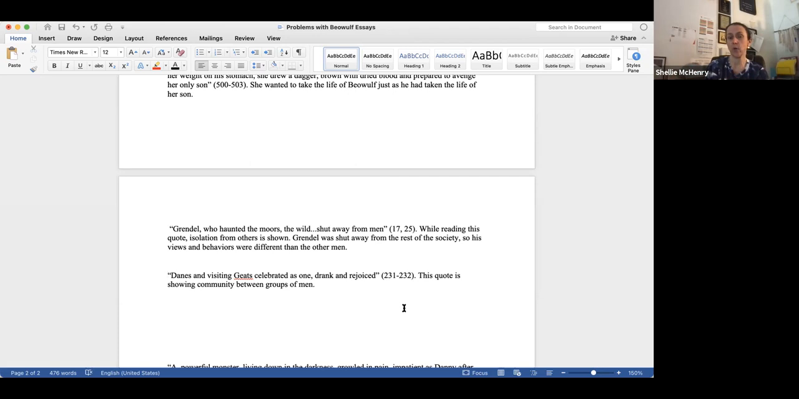So in the way that this is formulated, I've just given the author the voice of my paper. So I'm going to take it back simply by doing this. So let's say the community between groups of men is shown when, bam, when the Danes visiting the Greeks celebrate, blah, blah, blah. So simple fix, right? But do you see the difference in tone?